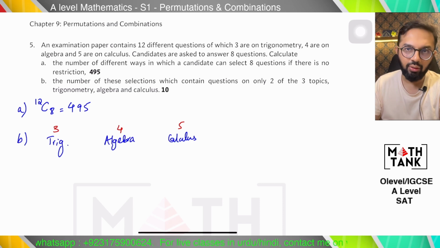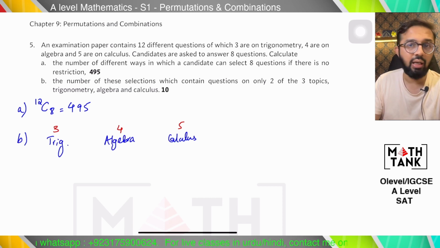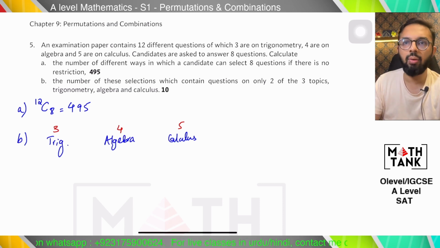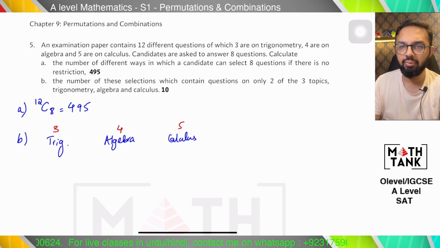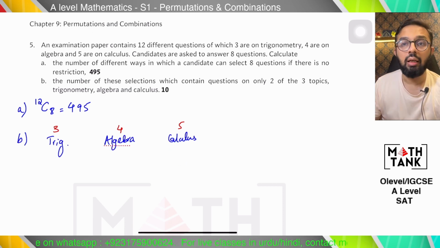Okay, so first I think about trigonometry and algebra, but you see the trigonometry and algebra add up to 7, 3 and 4 add up to 7. I need a total of 8 questions. That presents a problem, which means that I cannot just do trigonometry and algebra on the exam. I cannot go on and select one from calculus, because the examination has a restriction that I can just select 2 topics out of 3. So this cannot happen. 3, 4, and 0 cannot happen. Why? Because it doesn't meet the total number of questions. The total number of questions must be 8.